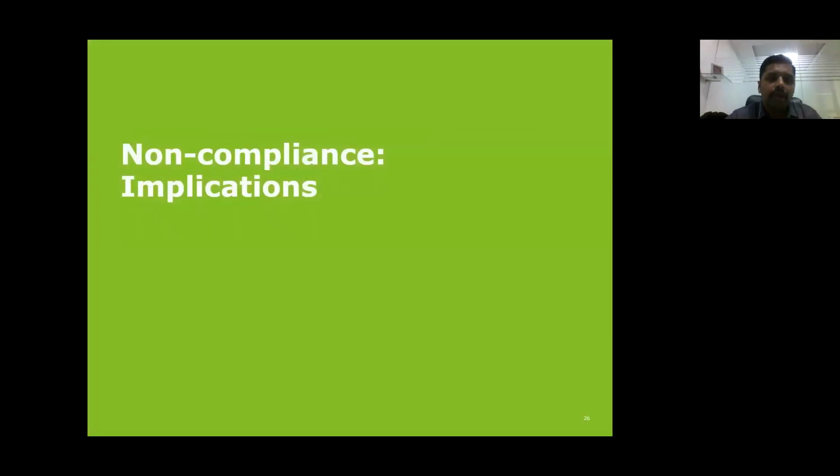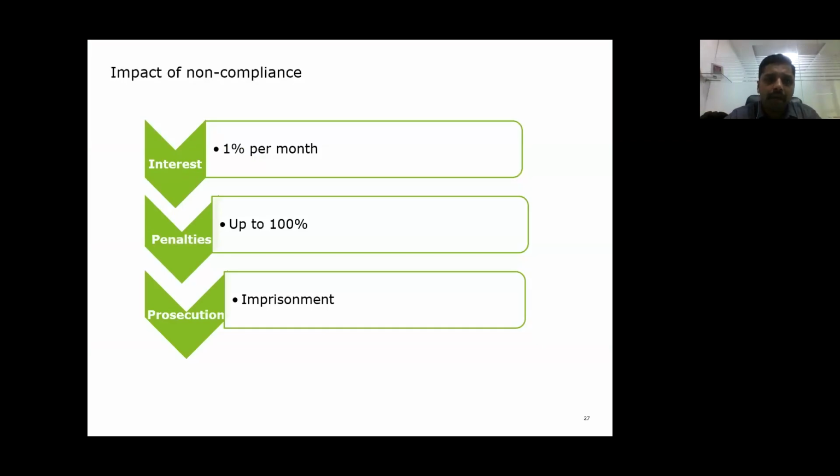So finally comes the non-compliance. So what is non-compliance here? Basically, non-compliance refers to not looking at the investment proof properly, where fake proof has been submitted and, by oversight, the employer has considered that and allowed the exemption, or proof has not been submitted, but still the employer has provided those exemptions. These result in non-compliance.